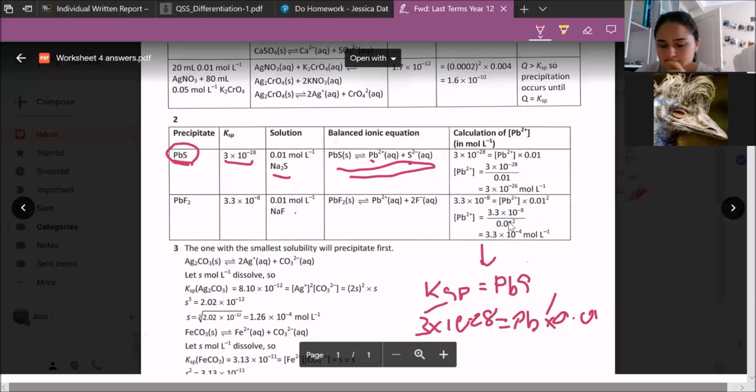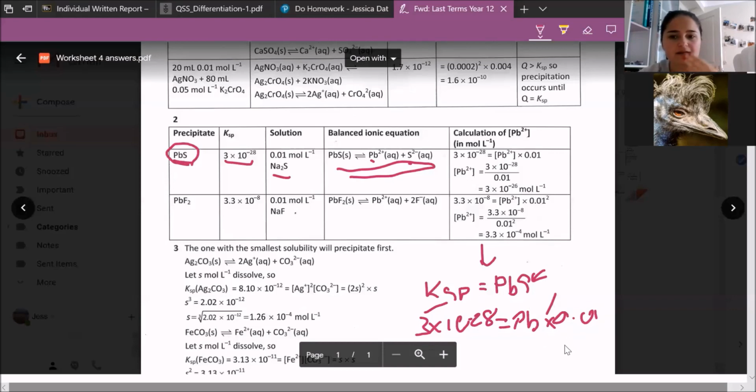What are you timesing by the 0.01? You're not going to times it. We're just writing that we've got Pb and we've got 0.01. Does that make sense? Yeah. Because the 0.01 is to do with, as you can see up here, the S in PbS. So we've got the answer for S. We're trying to find Pb, I mean, not iron, lead.